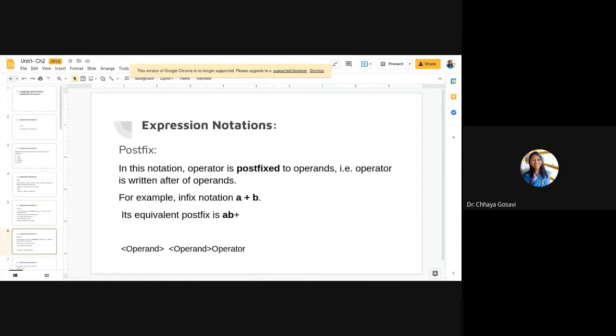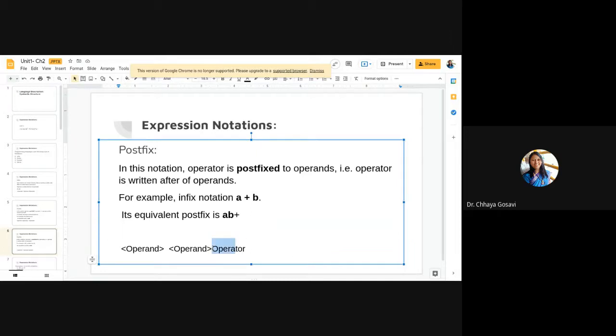Next notation is postfix. As the name says, postfix: first operand 1, operand 2 and then the operator. So operands and then the operator. The operator should come at the end. So A plus B, which is infix, can be translated to the equivalent postfix as A B plus. In this notation, the operator is postfixed to the operands, that is, the operator is written after the operands.